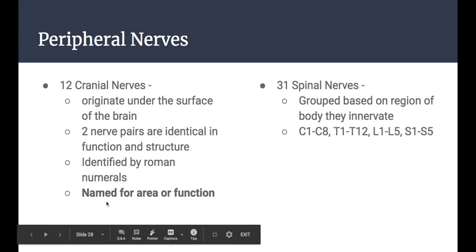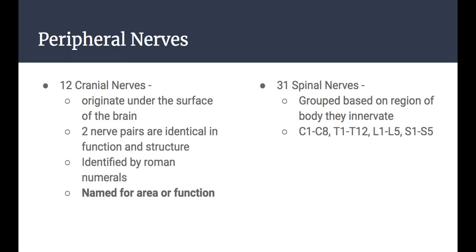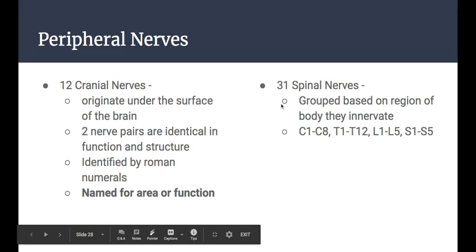And then they're named for the area or the function. So based on where they're located or what they actually do, that is how they're named. One example would be the olfactory nerve. Olfactory means smell. There is a nerve that is directly connected to your nose, and that's called the olfactory cranial nerve. That's just one example.